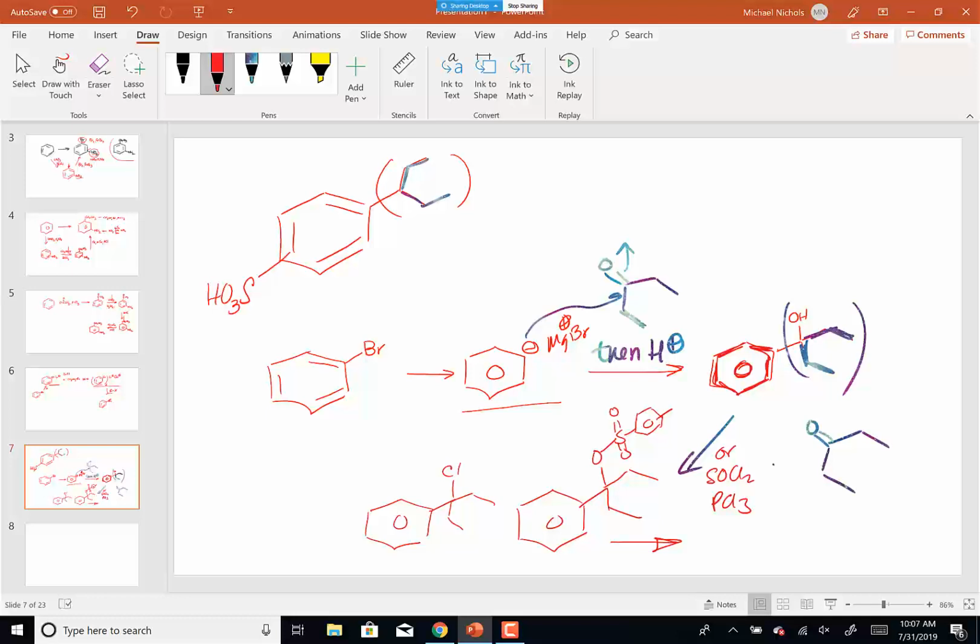So if I want to do a substitution reaction, wait, what am I trying to substitute? The tosylate for a hydrogen. So how about I add H minus? Where'd the H minus come from? Could come from NaH, could come from sodium borohydride. And that would take me to the final product.